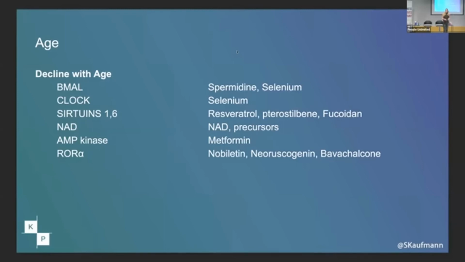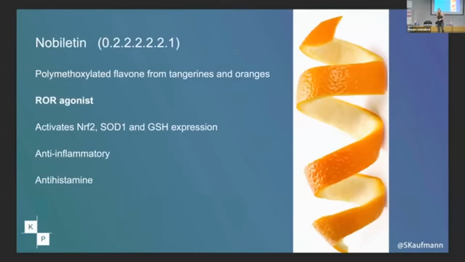ROR alpha is the one that I bet no one here is worried about augmenting yet, right? And this is the key one. This is just so interesting. Turns out when you start taking nobiletin, because it's my favorite of the group because I've tried them all, you just sleep significantly better. Where does nobiletin come from? It is horribly underappreciated. If you look at my rating system, you'll see a ton of 2s.